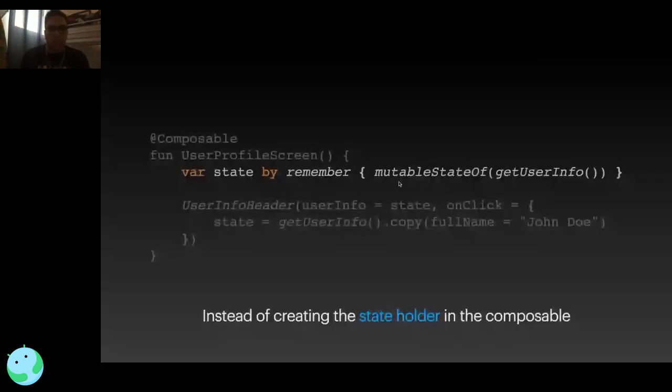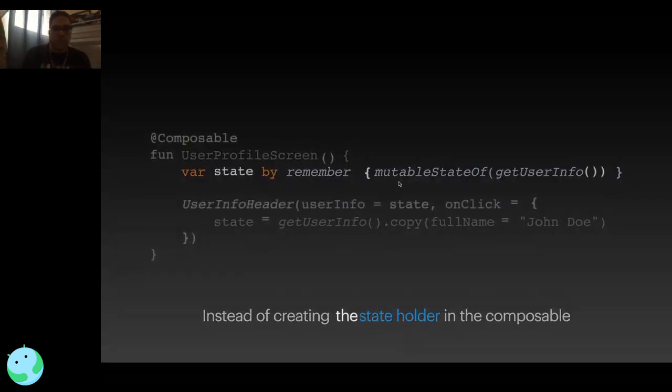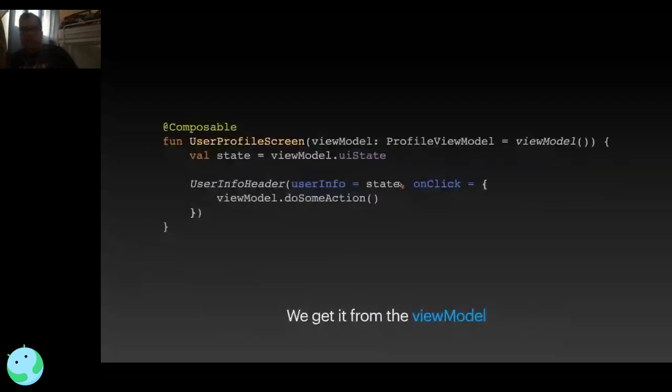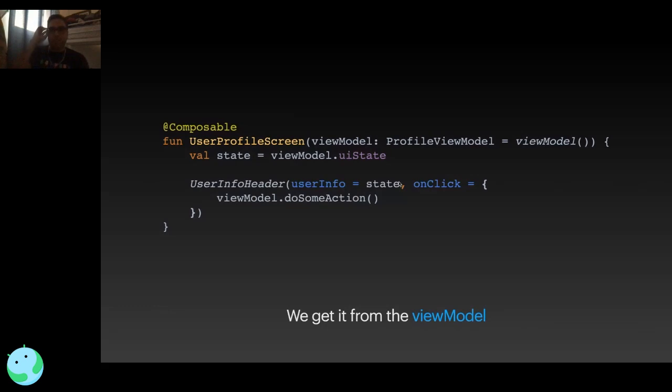So instead of creating the state holder in the composable, like we are doing here, we get it from the view model. As you see in the user profile screen, I'm getting the view model as an argument, and I'm defaulting the value to use the viewModel function. The viewModel function will return the view model of the type specified. In this case, the type specified is profile view model. So we declare the variable of that type.